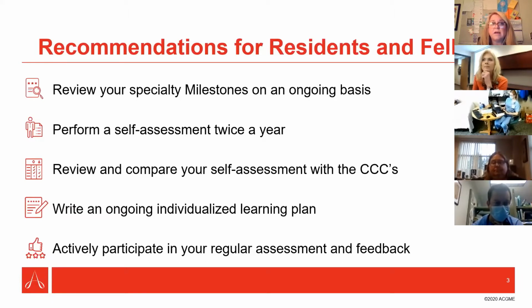So basically, you have to do a self-assessment twice a year, along with the assessment that we're doing as a CCC. And then it's your job to compare your own assessment with the assessment of the CCC. And then you're supposed to be writing an individualized learning plan.